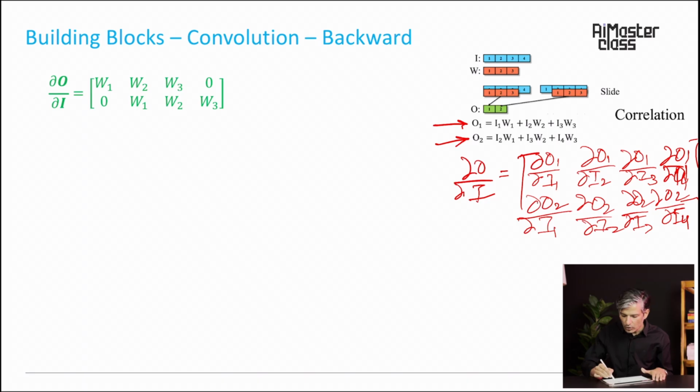So what is dou O1 by dou I1? Dou O1 by I1 is W1, right? So we write W1 here. Then O1 by I2. So O1 by I2, everything else will be 0, right? So the first term is 0, so for I2 we get W2, then W3, and now let's do the last one, O1 by I4. Now the first equation has no I4, so our last one is 0.